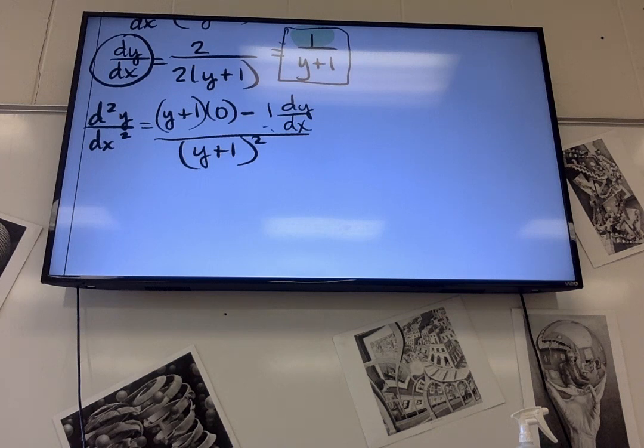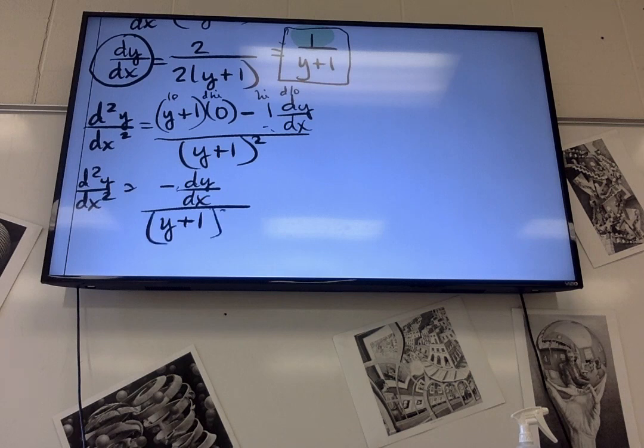That's high d low, the second part. This is low d high minus high d low, and that's the bottom. Square the bottom. Okay, so then the second derivative: top, that's 0. So it's negative dy/dx over y plus 1 squared.